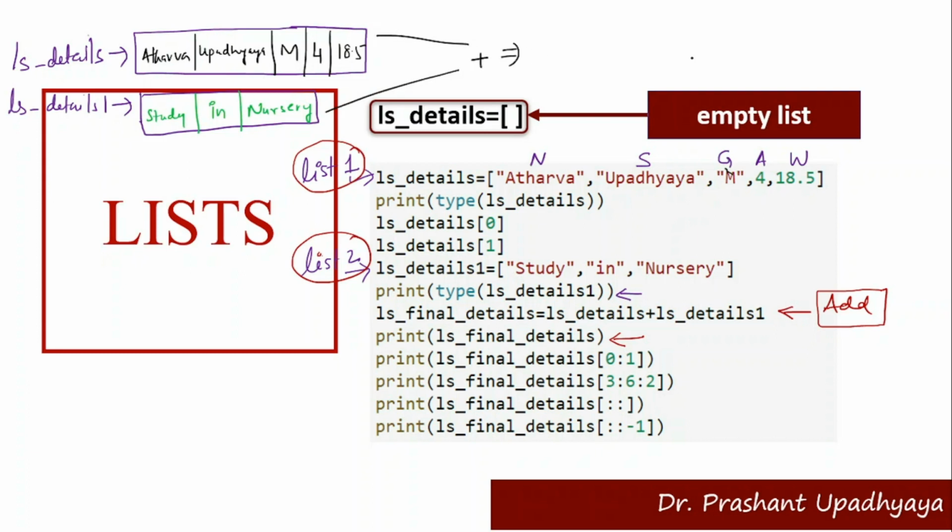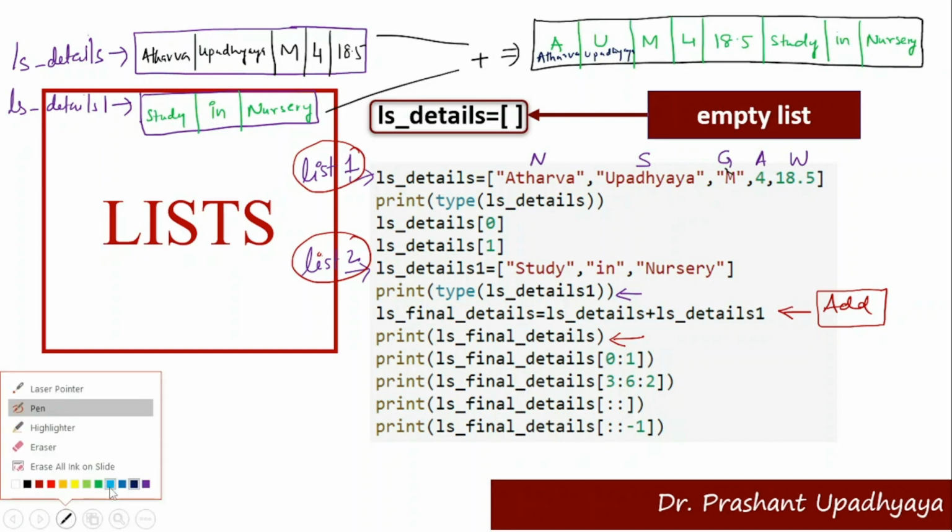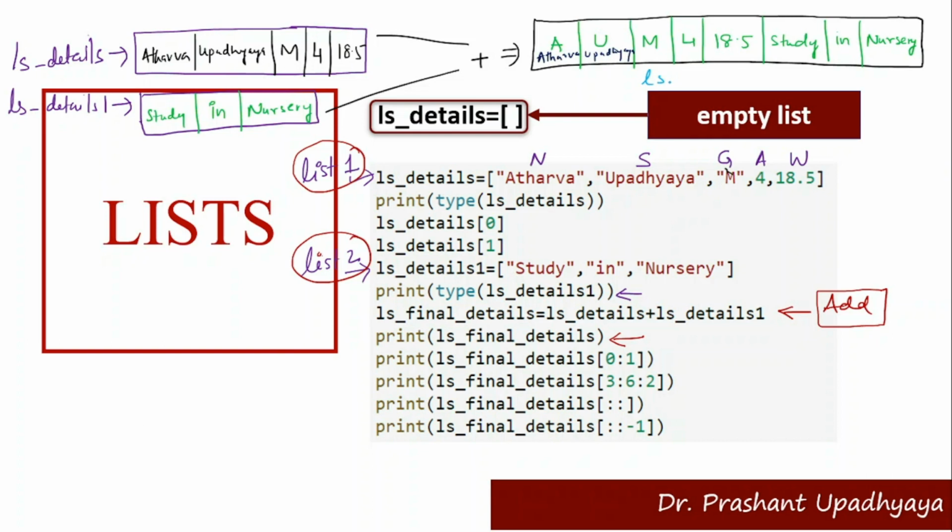So I should get another list like this, in which I should have the value of Atharv. Here I will be taking a short name. So here I'm writing Atharv A, then Upadhyay U, then M. I'm writing it short here, but as a list, you will get the full name. Then 4, then 18.5, then study in nursery. So here I will be getting Atharv, here I will be getting Upadhyay. This will be my complete list.